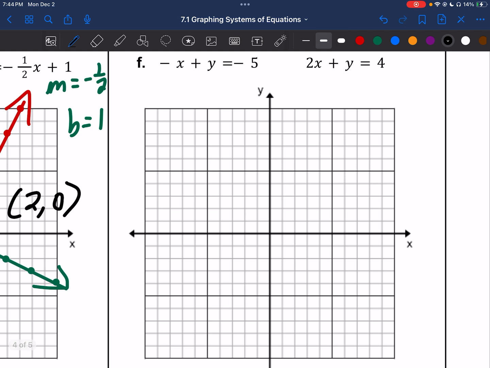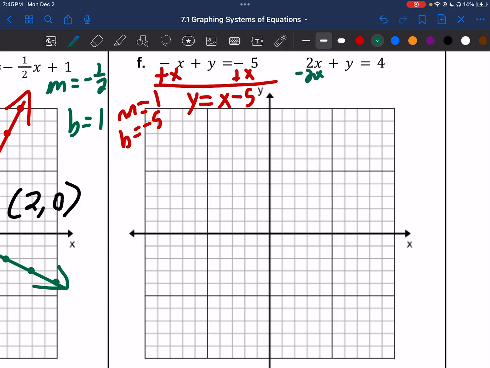All right, letter F. The first equation, we're just going to add x to both sides. And we're going to get y is equal to x minus 5. So my slope is equal to 1. My y-intercept is negative 5. My second equation, I'm going to subtract 2x. And I get y equals negative 2x plus 4. So my slope is negative 2. My y-intercept is 4. So let's graph these.